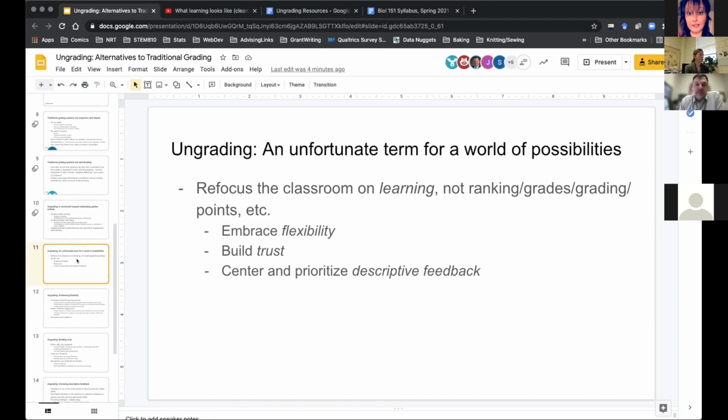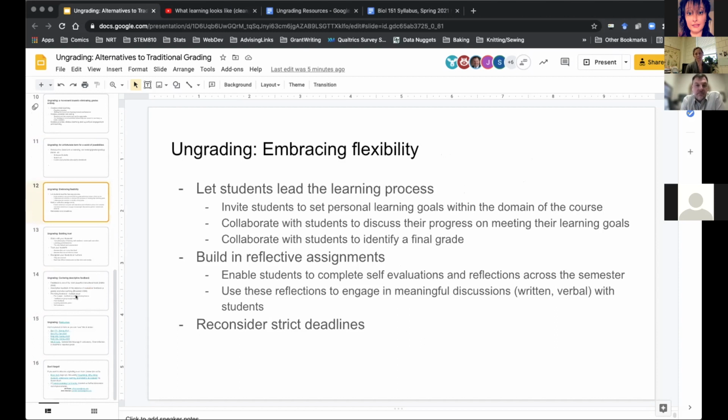And if I could boil ungrading down to three big ideas, it's the idea of embracing flexibility, building trust, and centering and prioritizing descriptive feedback. So what do we mean by embracing flexibility? This means letting students have control. Let them lead the learning process. Invite students to set personal learning goals within the domain of your course. What is it that you want to do? What is it that you want to change?